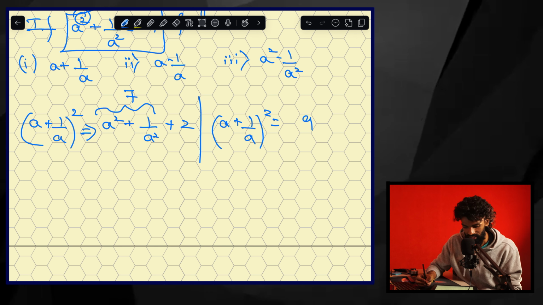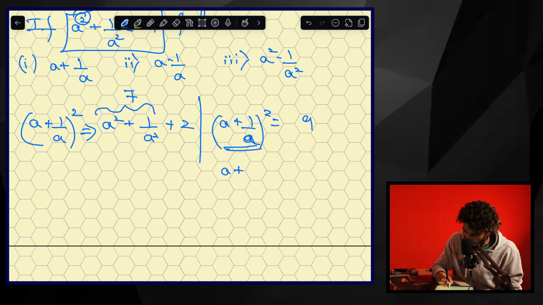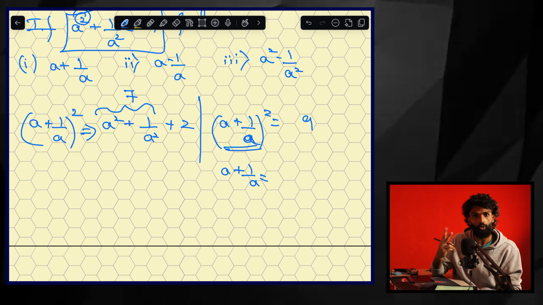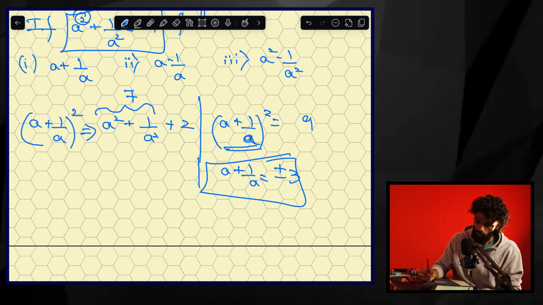Unfortunately, this is not what they're asking me. They're asking me only whatever is there inside the bracket. So therefore, a plus 1 by a will be equal to root 9. Root 9, always you'll get 2 answers. Those answers are plus or minus 3. So which answer is correct? Both of them are correct.